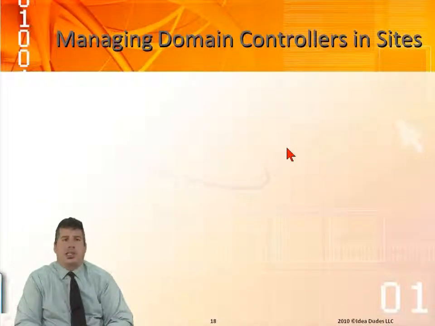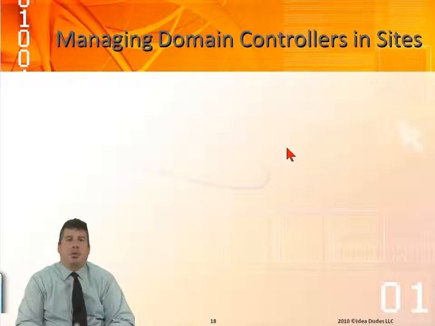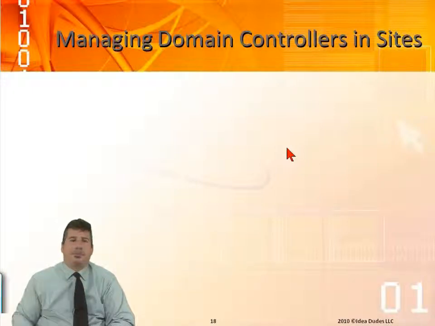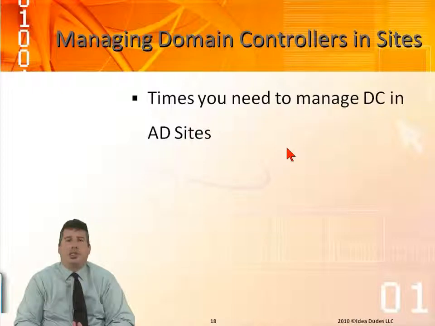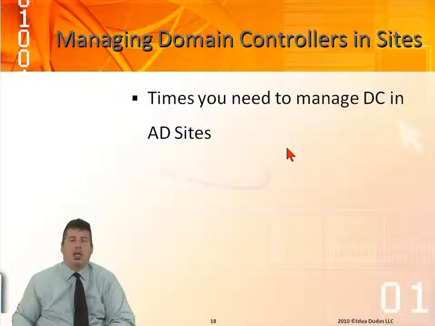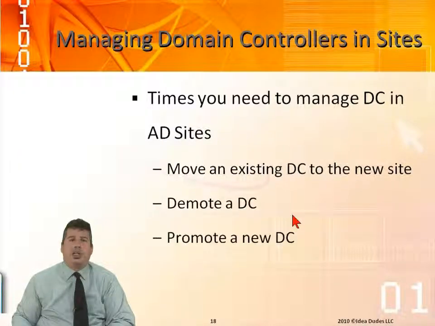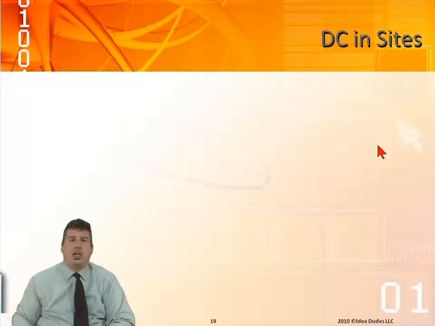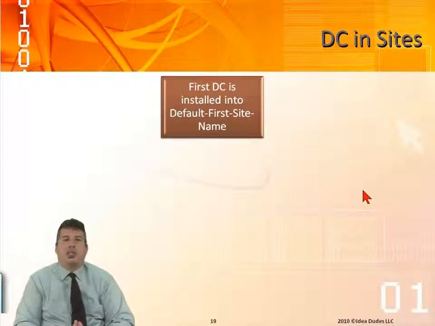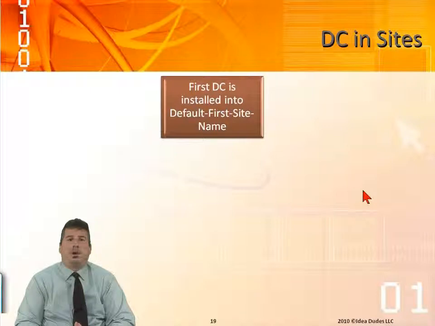So next, after we created our sites, we talk about managing domain controllers in the site. Sometimes you need to manage a DC in an Active Directory site. What we can do is a drag and drop. We can also move the DC. Or when it's created, it's going to automatically be put into the site based on the IP address. Move an existing DC to the new site. We can also demote a DC, promote a new DC. For DCs and sites, the first DC installed will be put into the Default-First-Site-Name.